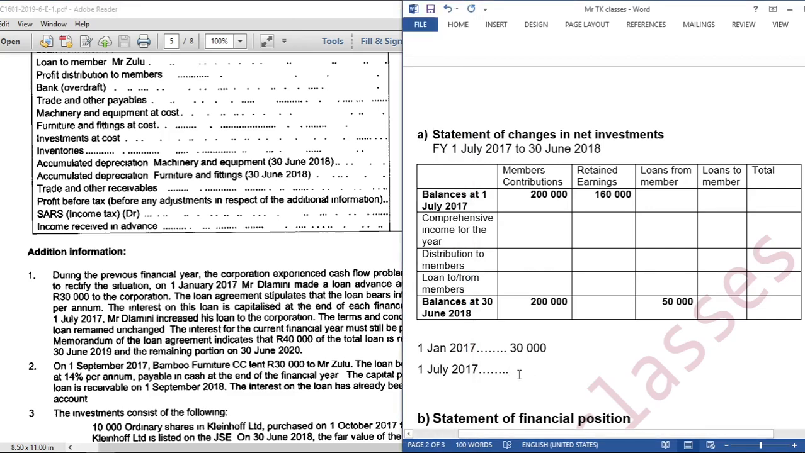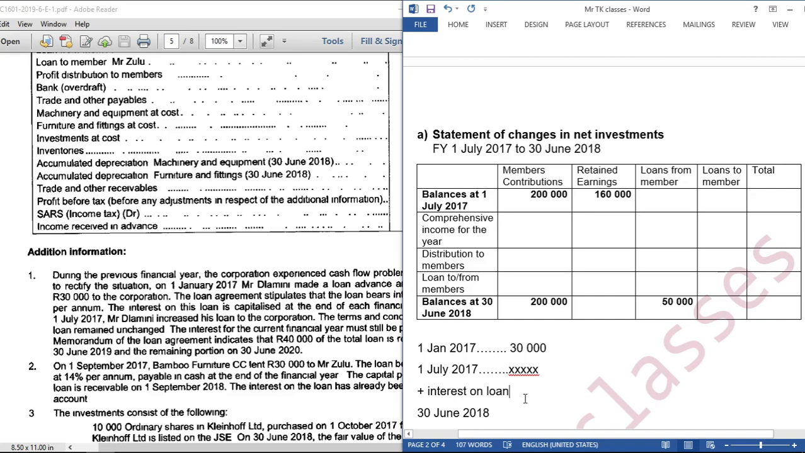So from this date, Mr. Dlamini never increased the loan, or we never paid back the loan. So it means that the amount that we should be having here from Mr. Dlamini is the same amount that you will be having on 30 June 2018. But the only difference that is going to come here is the interest on loan. It is the interest on loan that is going to be added back.